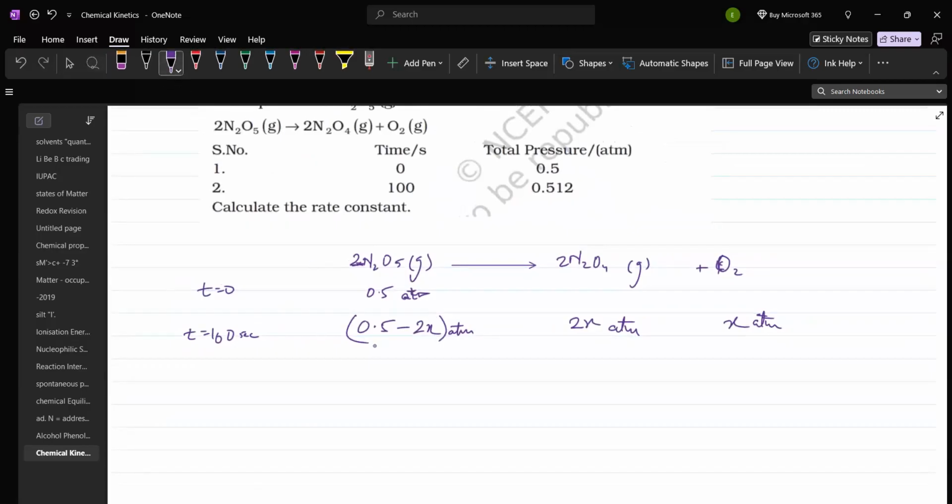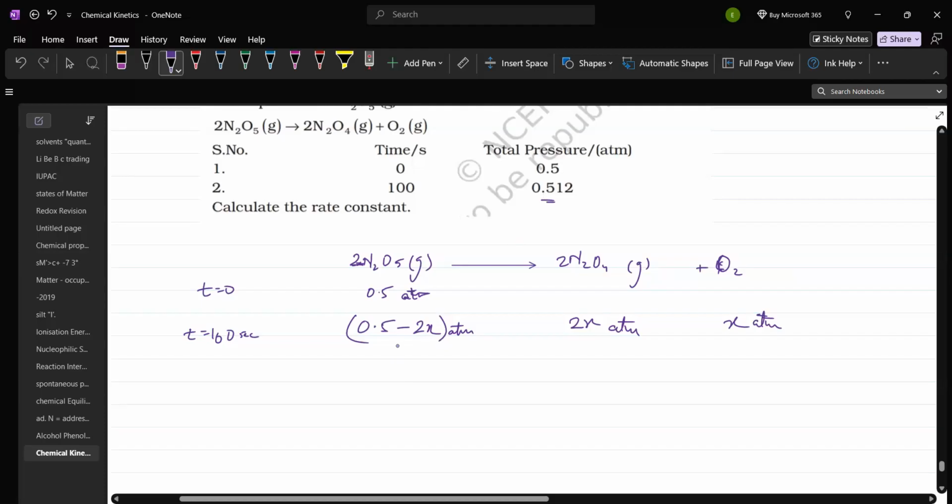So what we have is this much pressure of N2O5, this much pressure of N2O4, and this much pressure of O2. So the total pressure includes this and this, right? So we will add them. And the total pressure is given for time t, or 100 seconds, as 0.512 atm.